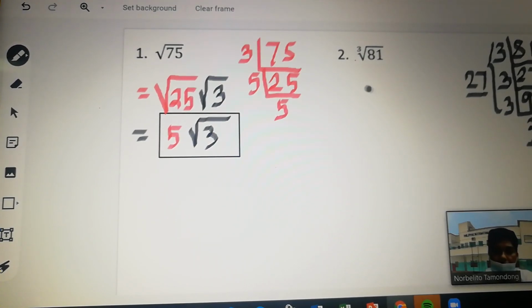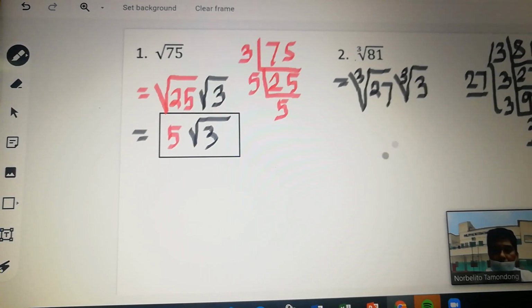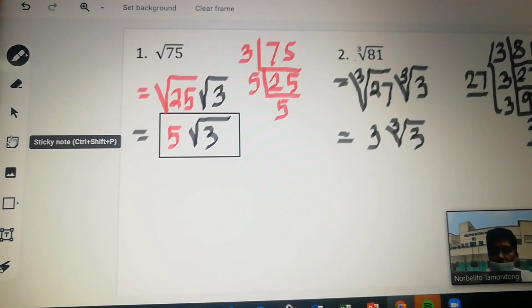Okay, so this is equal to cube root of 27 times cube root of 3. So therefore, the simplified form of cube root of 27 is simply equal to 3, times cube root of 3. So this is now the simplified form of cube root of 81.